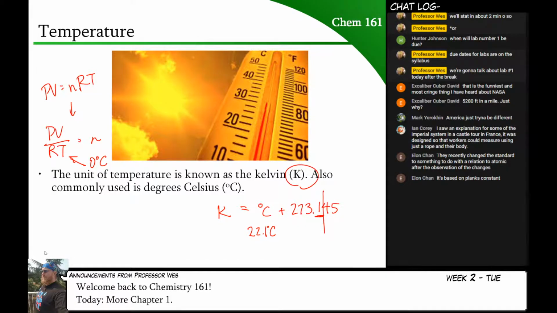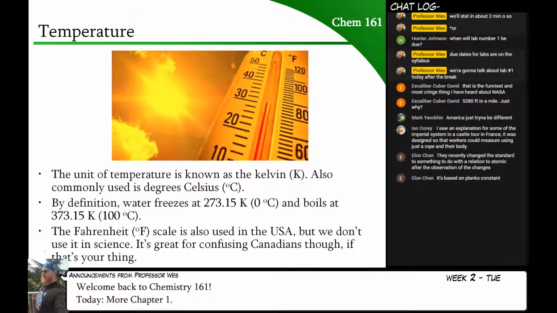Now there is an imperial unit of temperature that's dumb. We're not going to use Fahrenheit. If you have Canadian friends, though, it's really good for confusing them. My best friend who lives in Ontario, Canada, we talk about the weather often, and I'm like, yeah, it was 67 today. And he's like, holy shit, that's hot. Because he operates in Celsius, and 67 would be like 137 degrees or something absurd like that.